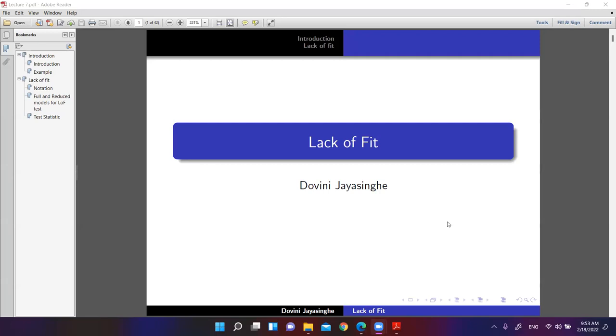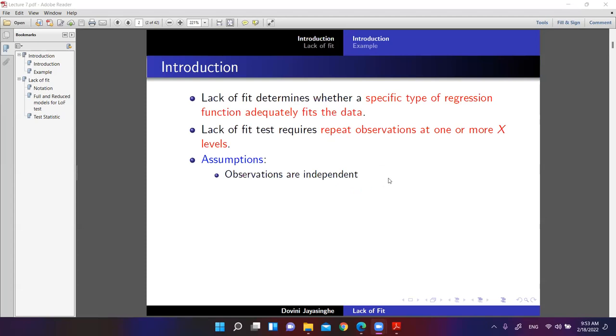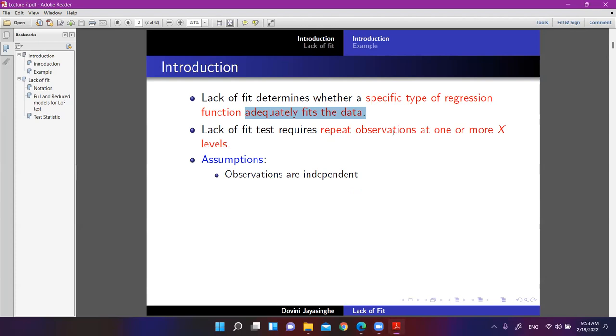So basically, lack of fit. Okay, we'll start off from the introduction. I'll pictorially explain what it is. Lack of fit determines whether a specific type of regression function adequately fits the data. What do you mean by adequacy? Whether it's a good fit, right?